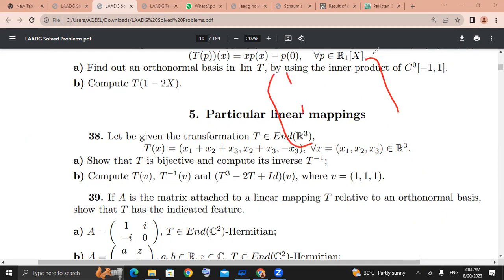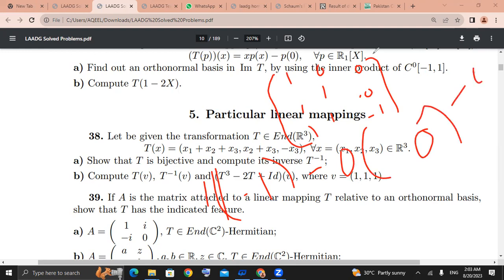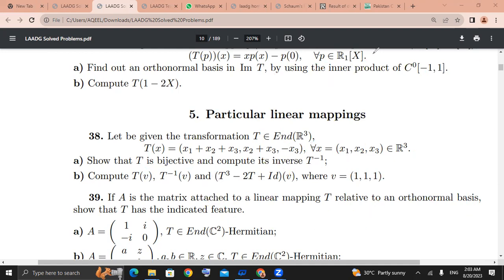You have 1, 1, 1, then 0, 1, 1, and then 0, 0, and minus 1. When you take its determinant, we get a value like this: 1 minus 1 minus 0, it's minus 1, and the remaining terms are all 0. So we get the answer minus 1, which is not equal to 0. So it's injective. Injective plus surjective means it's bijective. Is it clear? Yes, it's clear.